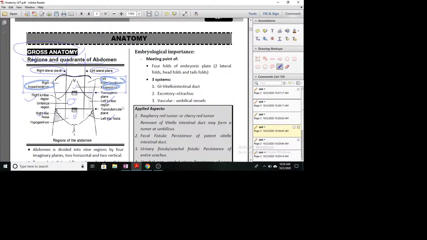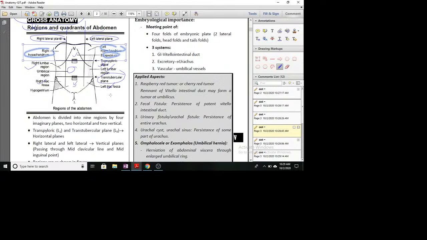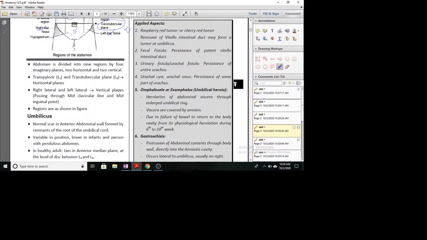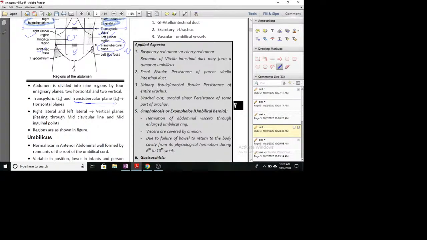Another thing we need to know is these two lines: the transpyloric plane and the transtubercular plane. We know there is the pyloric sphincter of the stomach. Just crossing that point there is a line called the transpyloric plane, which gets its name from that. The transtubercular plane gets its name from the tubercles, I think related to the pelvic bone. Let's see. The transtubercular plane is at the L5 level, and the transpyloric plane is at the L1 level. This is the important thing to understand.